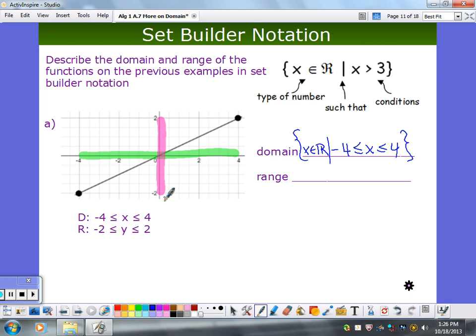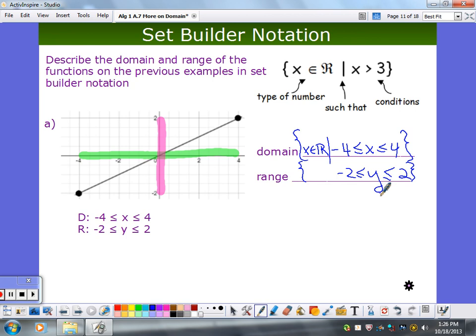Now the range for this, do we remember y is between and includes -2 and 2? Right, my range. Like I told you, this is the hard part: coming up with the condition. To write something in set builder notation is very, very simple. Put in the curly brackets.